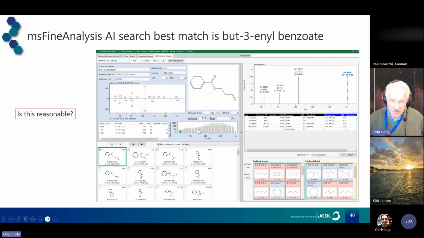You can also do a filter by functional groups. If you know a functional group is present from some other information, then you could filter by aromatic or carbonyl or some other substructures, and that'll give you a smaller list of structures to sort through.